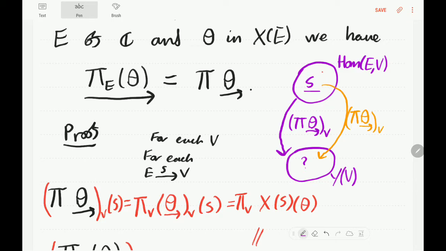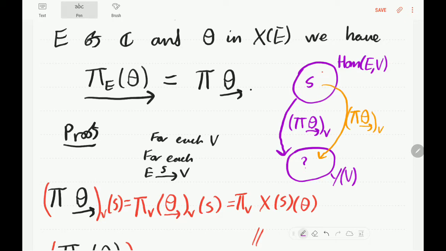In our case, we're going to look at an arbitrary element S of Hom E comma V, and we're going to show that doing the V component of this natural transformation on S gives us the same result as doing the V component of this natural transformation on S. So effectively, we're going to be showing that this purple arrow equals this orange arrow because these functions will work the same way on an arbitrary element S of their source set. So let's do it then.